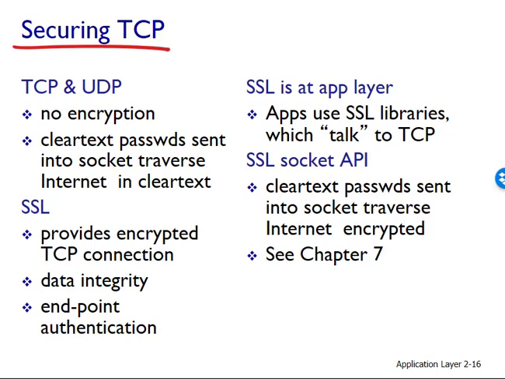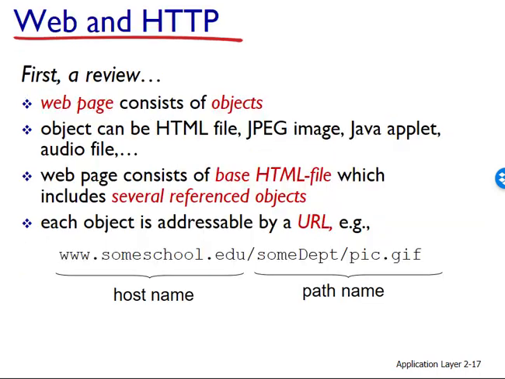SSL in the sending host then encrypts the data and passes the encrypted data to the TCP socket. The encrypted data travels over the internet to the TCP socket in the receiving process. The receiving socket passes the encrypted data to SSL, which decrypts the data. Finally, SSL passes the clear text data through its SSL socket to the receiving process.